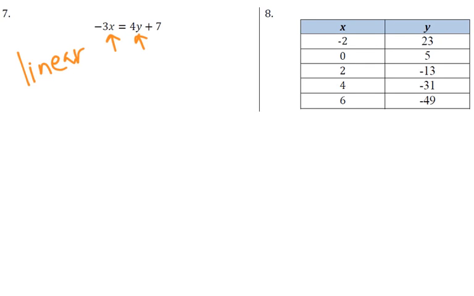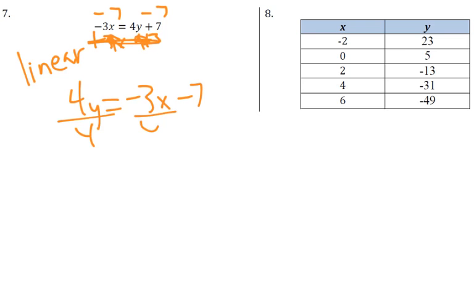Or you maybe wanted to rearrange it, and you added 3x to both sides. Actually, not added 3x, let's just subtract 7. You got 4y equals negative 3x minus 7, divided by 4. So we could rearrange it. Get y equals negative 3/4 x minus 1 3/4. Okay? Which, to me, that slope-intercept form, that's basically what you've got going on. And we could graph it.